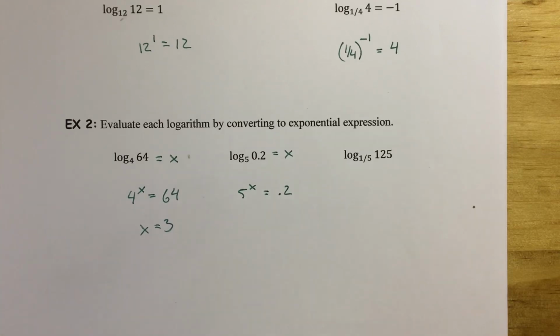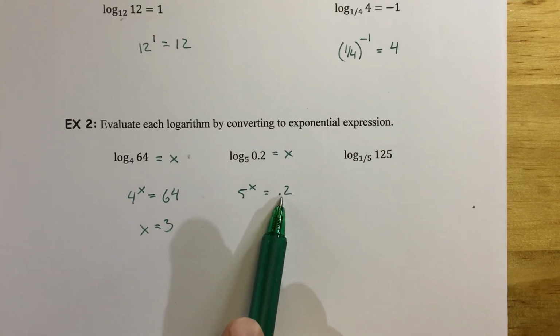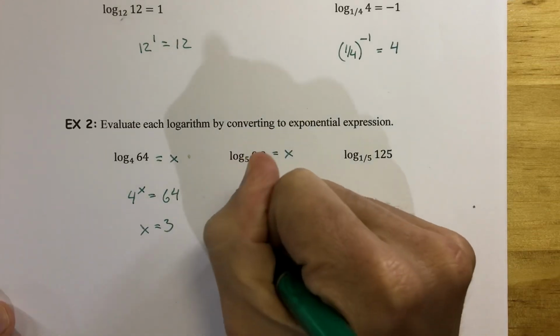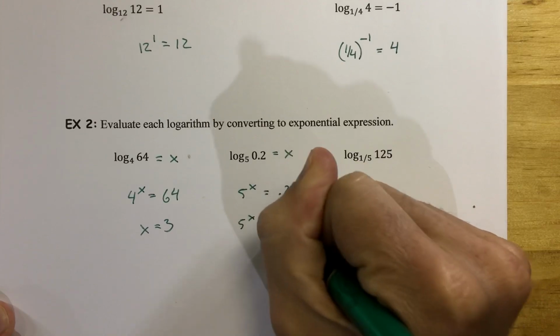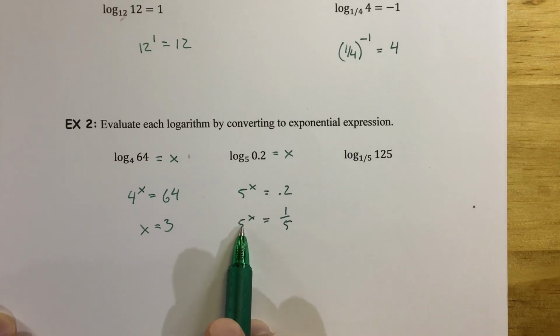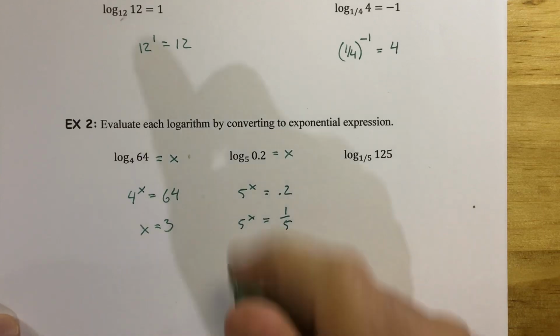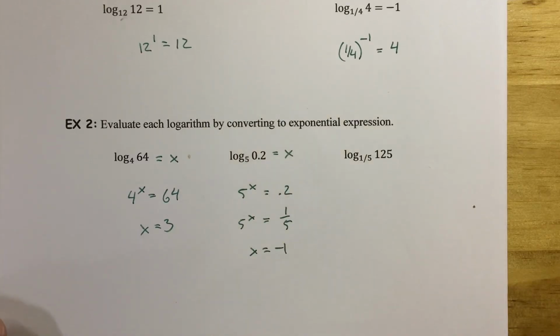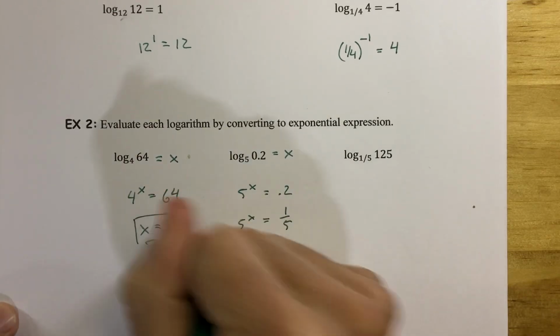Pause for a second here to see if you know what is important about 0.2. It's a fraction, and expressed as a fraction, it is 1/5. So what exponent do we raise 5 to get 1/5? And that would be a -1. Let's box these.